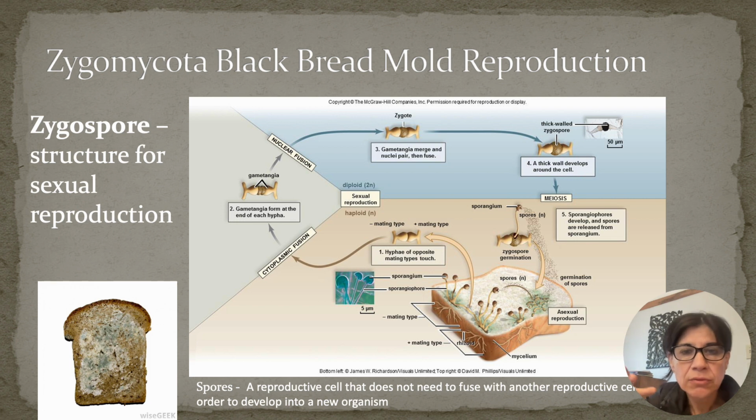So fungi have this unique way of reproducing both sexually and asexually. Usually a sporangium produces spores. Spores germinate to make the offspring, right?